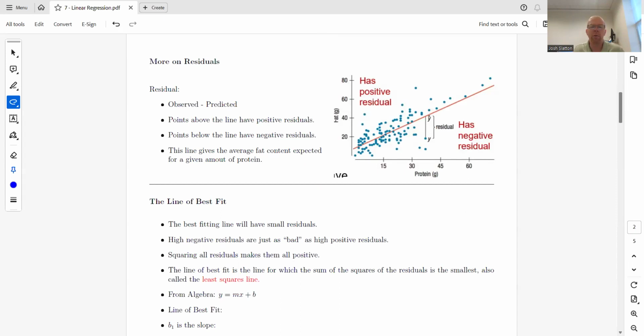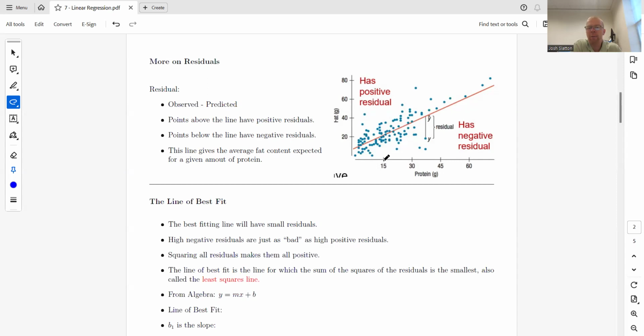So residual is observed minus predicted. Like I just said, points above the line will have positive residuals. So all these have a positive residual because the actual data point is higher than what you would predict. The prediction is on this red line. Points below the line have a negative residual. This line gives the average fat content expected for a given amount of protein.